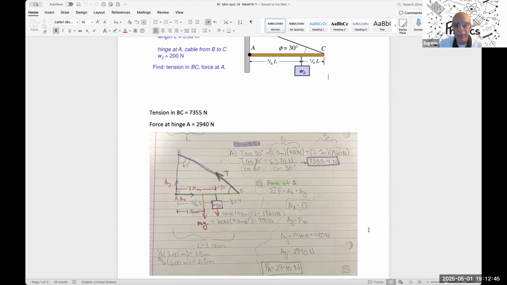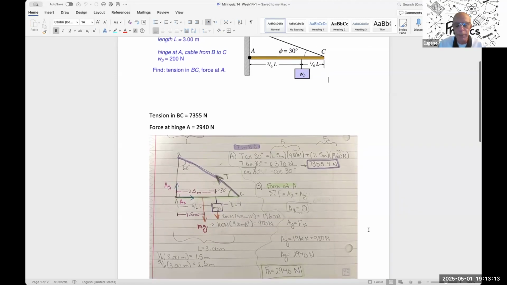And then you have T sine 30, right? T sine 30 is the projection on the y-axis here. And L times T sine 30 is going to have to balance out these two torques going clockwise. So once you write that equation, you can calculate T.